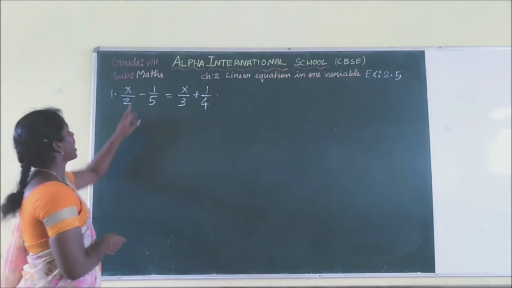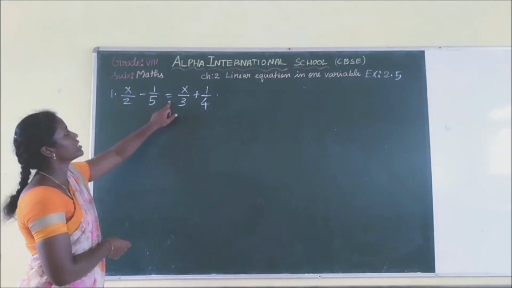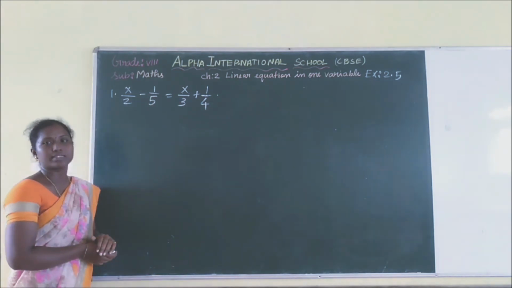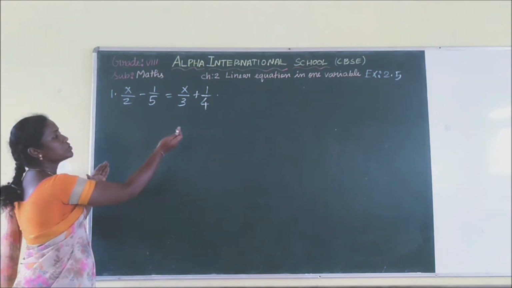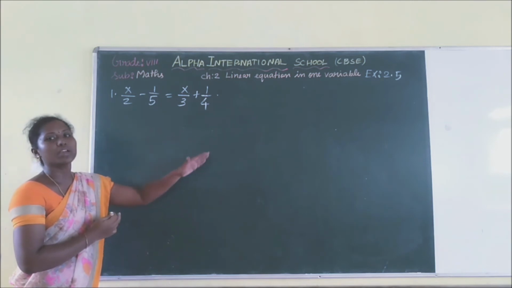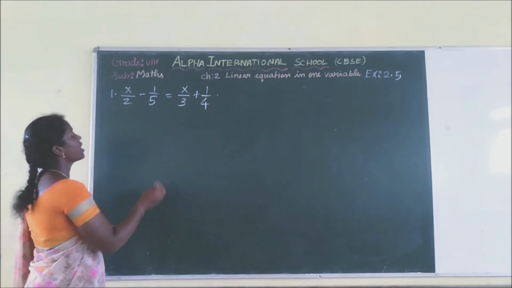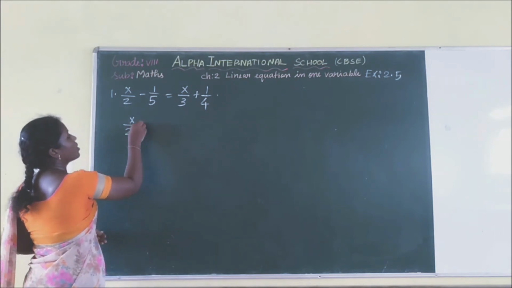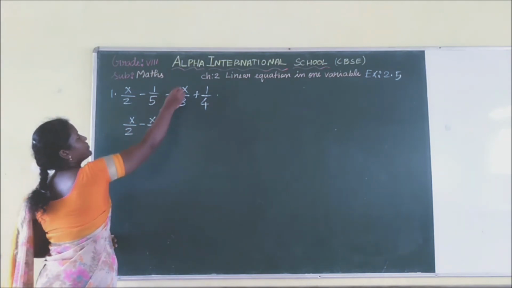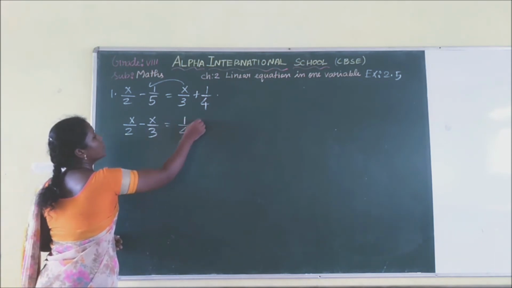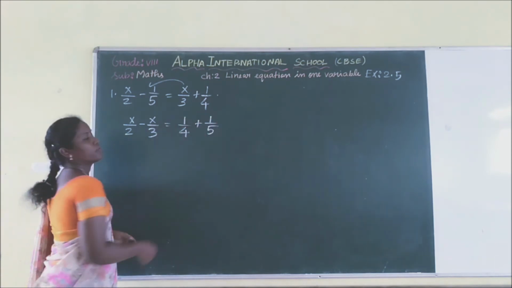First question, x by 2 minus 1 by 5 is equal to x by 3 plus 1 by 4. Here we have to find the value of x. See how we are going to group the variables to one side of the equation and the numbers to the other side. So x by 2 minus x by 3, and I am shifting this to the other side of the equation, so 1 by 4 plus 1 by 5.